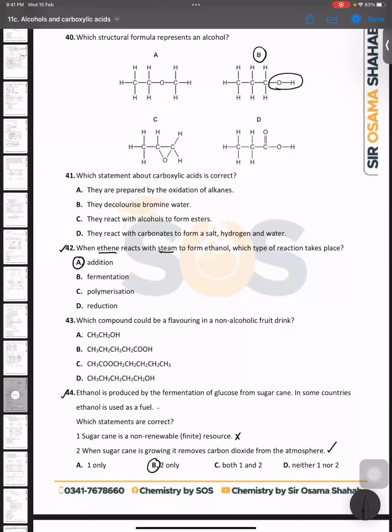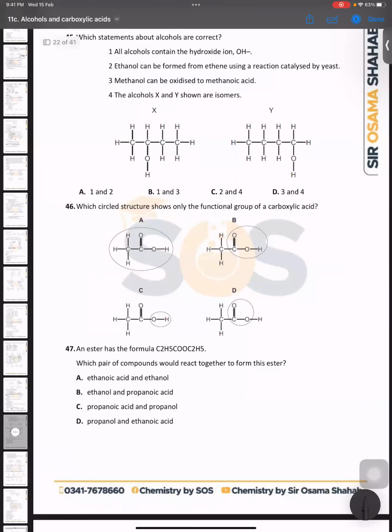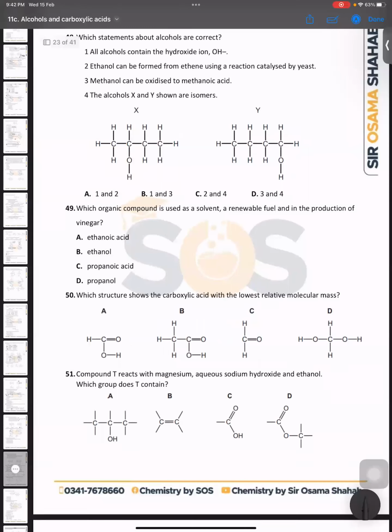Yes, sir. Okay, then here we have: which statement about the alcohols is correct? All alcohols contain hydroxide ion. No, this is hydroxyl. Ethanol can be formed from ethene using this reaction. No. And methanol can be oxidized to methanoic acid. That is right. And that is right. So it is 3 and 4. Right. And this is carboxylic acid. This is about esters. So we are moving it. This is the same question again. So the 3rd and 4th conditions are right.